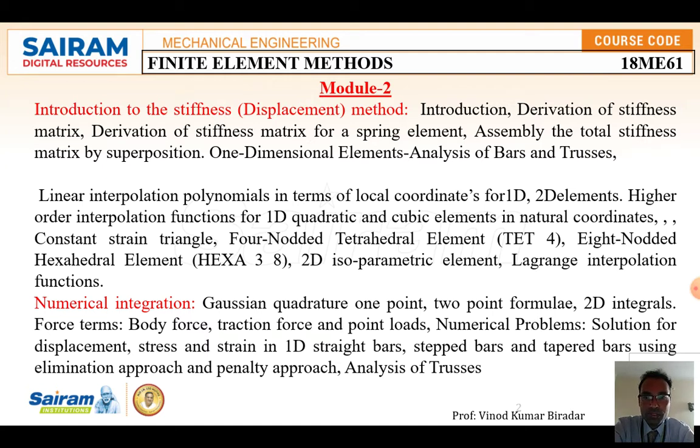Along with this they include the formulation technique: linear interpolation polynomials in terms of local coordinates for one dimensional and two dimensional elements, and higher order interpolation functions for the linear, quadratic and cubic elements in natural coordinates. Also the constant strain triangle, the 4 noded tetrahedral element, shortly called tet 4, the 8 noded hexahedral element, that is hexa 8, and along with that the isoparametric element and Lagrangian interpolation function. All those things you need to study in this chapter.